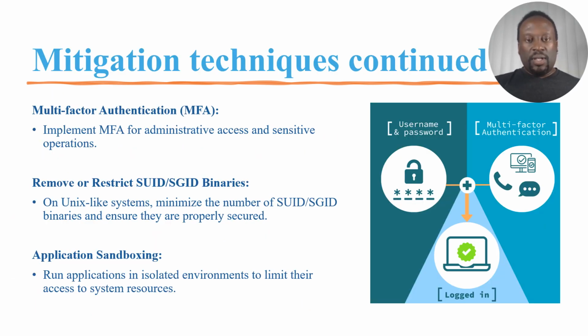Multi-factor authentication is another mitigation technique. Implementing multi-factor authentication for administrative access and sensitive operations. Remove or restrict SUID and SGID binaries. On Unix-like systems, minimize the number of SUID and SGID binaries and ensure they are properly secured. Application sandboxing. Run applications in isolated environments to limit their access to system resources.